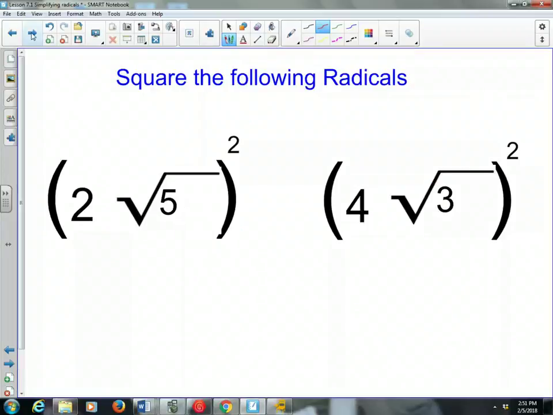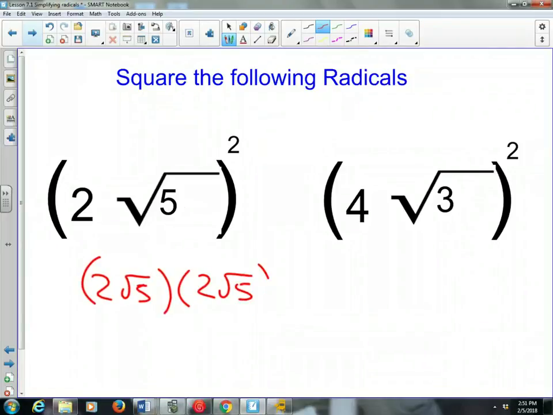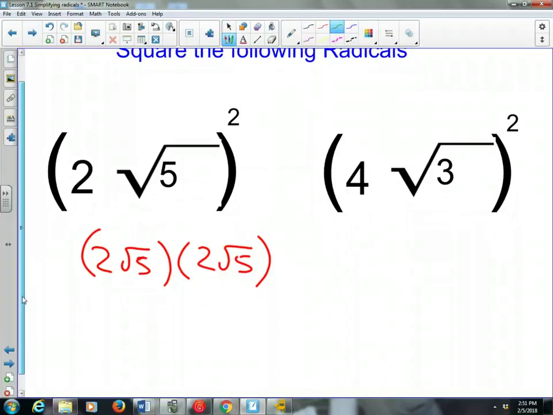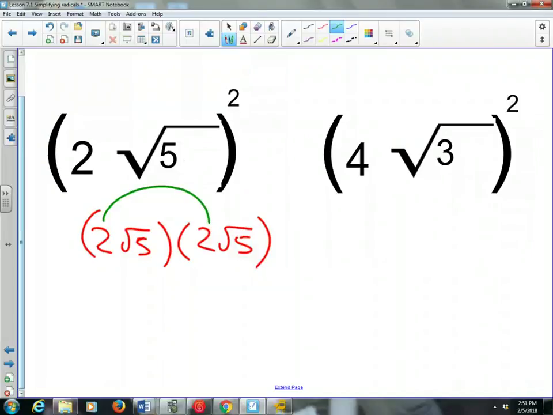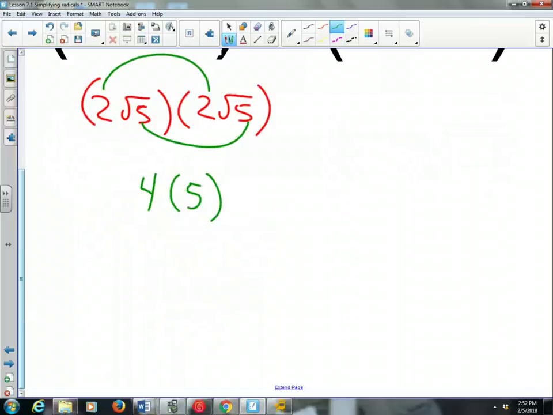2 root 5 times itself. 2 square root 5 times 2 square root 5. What we're going to do with this one, we multiply the coefficients by each other. 2 times 2 is 4. And we multiply the radicals by each other. What's root 5 times root 5? Well, root 5 times root 5 is 5. We talked about that in the last problem. So 2 times 2 is 4. Square root 5 times square root 5 is 5. So our answer is 4 times 5, which is 20.